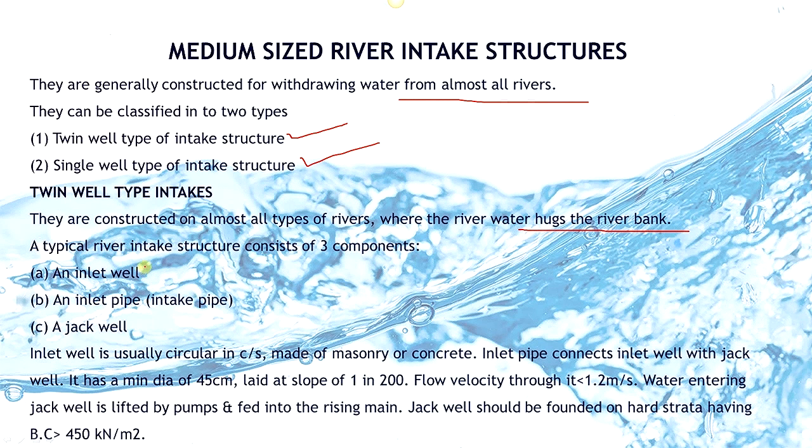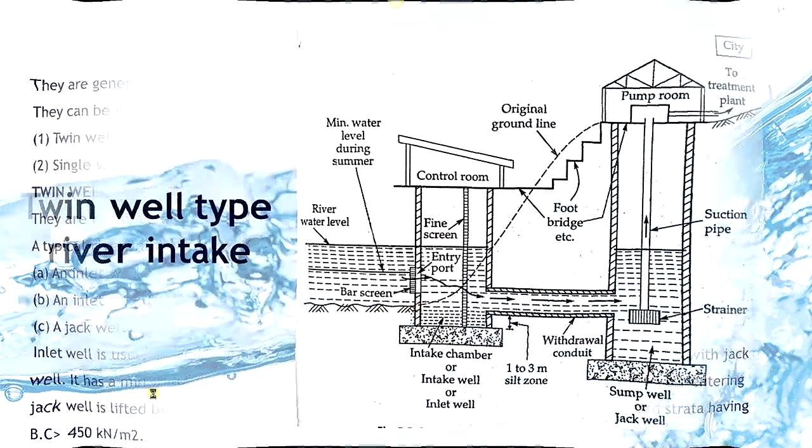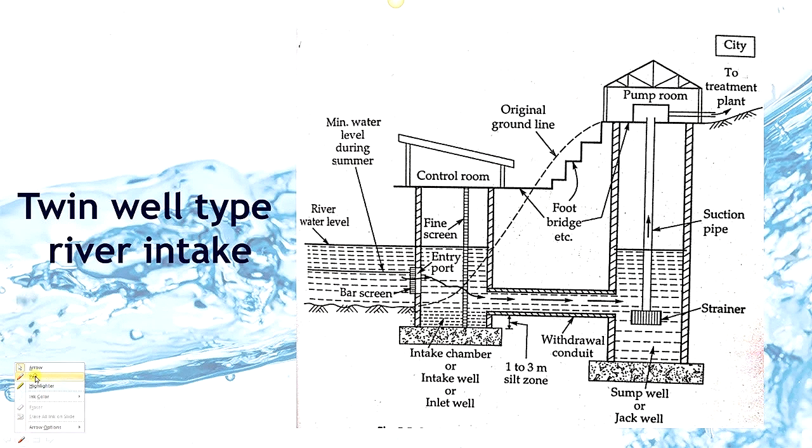This intake structure consists of three major components: an inlet well, an inlet pipe or intake pipe, and a jock well. Typical details of this intake structure are shown in this diagram. Here you can see there are two wells. One is the inlet well and the other is the jock well, right? There are two wells, that is why the name twin well intake structure.